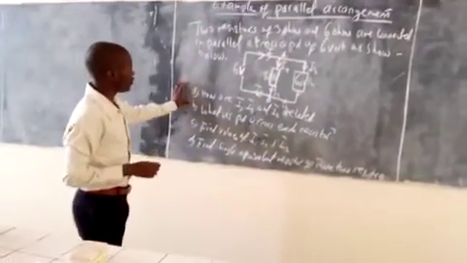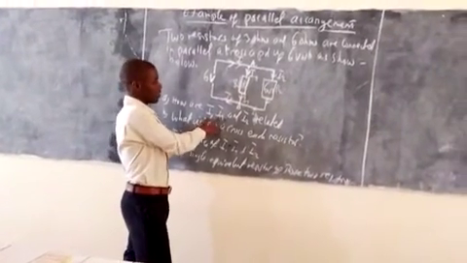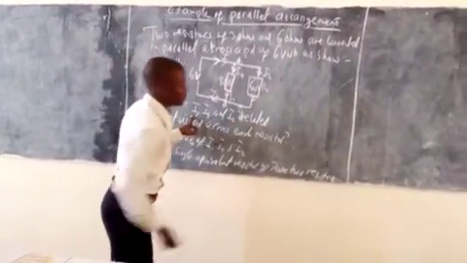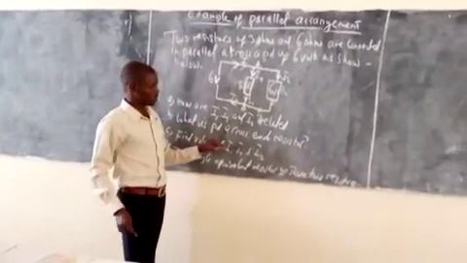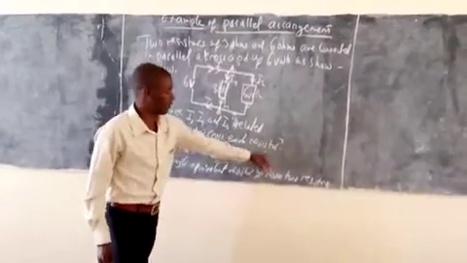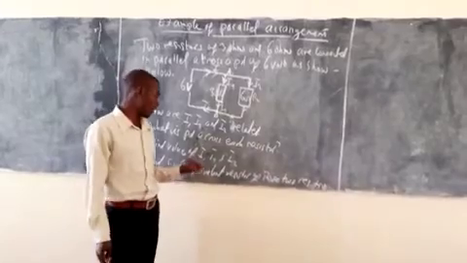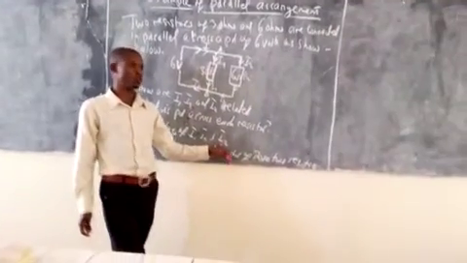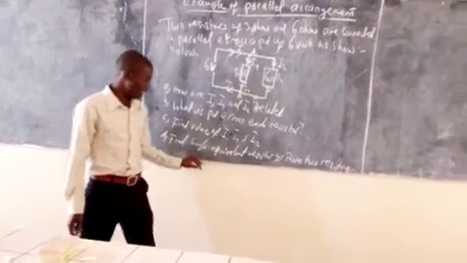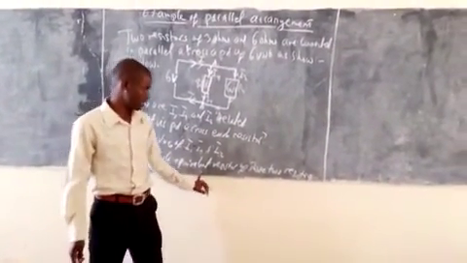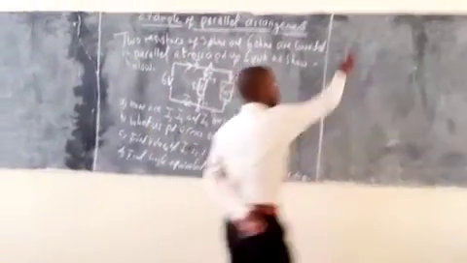Now, our problem number 1 says, A: how are I1 and I2 related? B: what is the potential difference across each resistor? C: find the values of I1 and I2. Then D, the last one, says find the equivalent resistance of the two resistors arranged in parallel. So, solution.